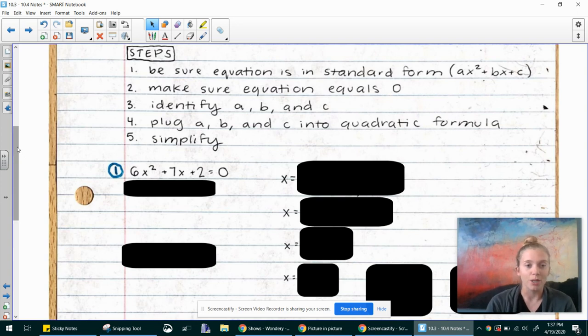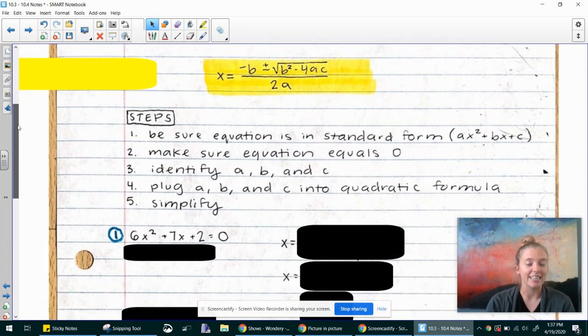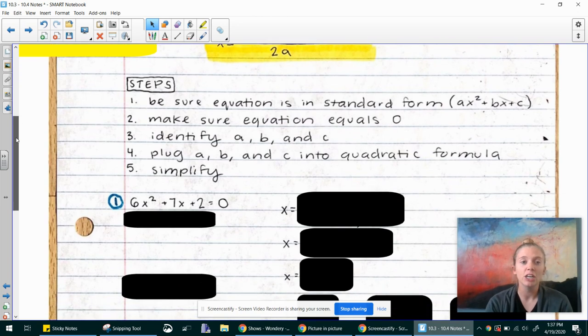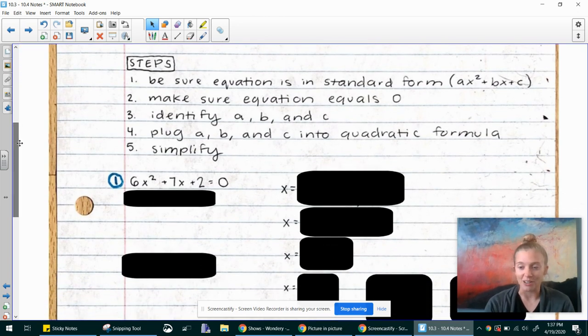As a reminder, the quadratic formula is x equals negative b plus or minus the square root of b squared minus 4ac over 2a. And the song I'm going to link to has that to the tune of Pop Goes the Weasel, so it makes it really easy to remember.